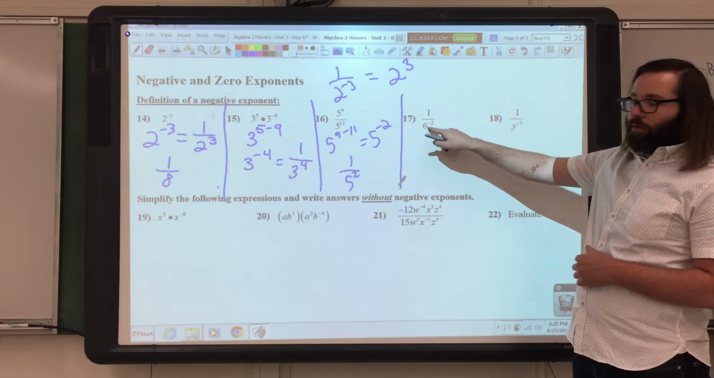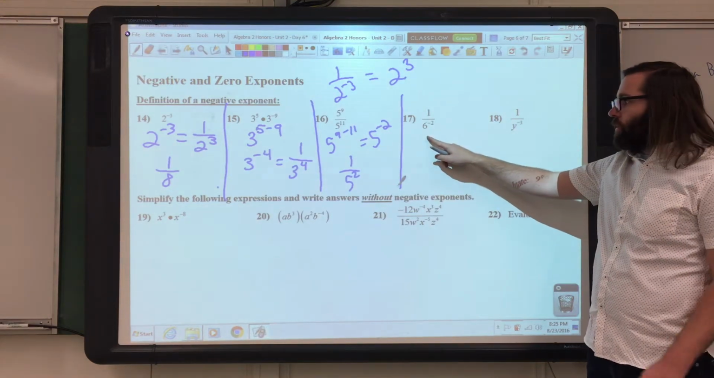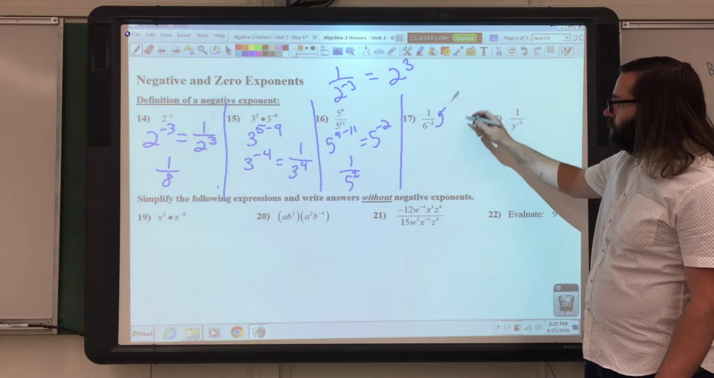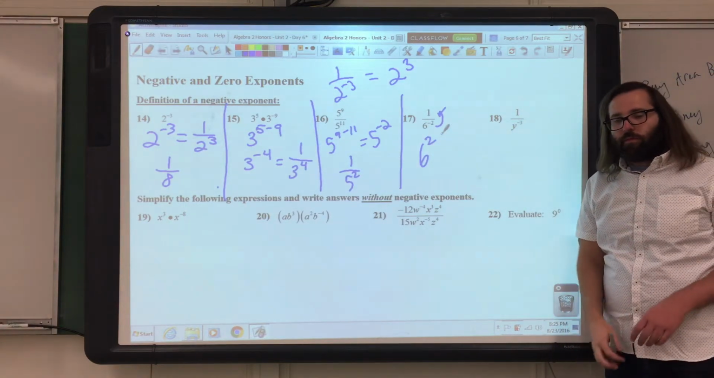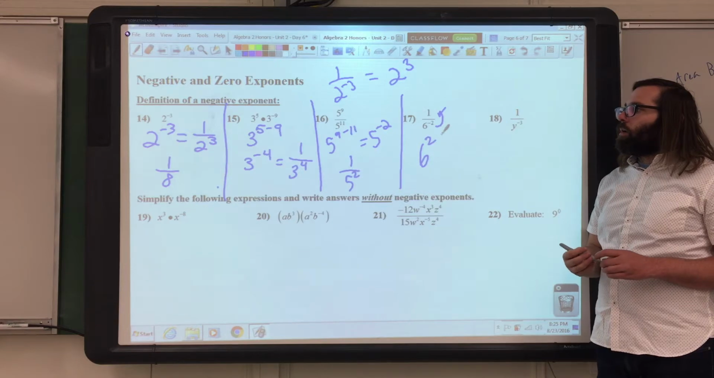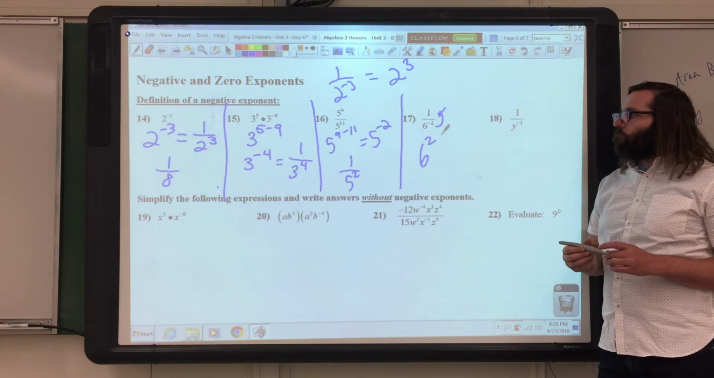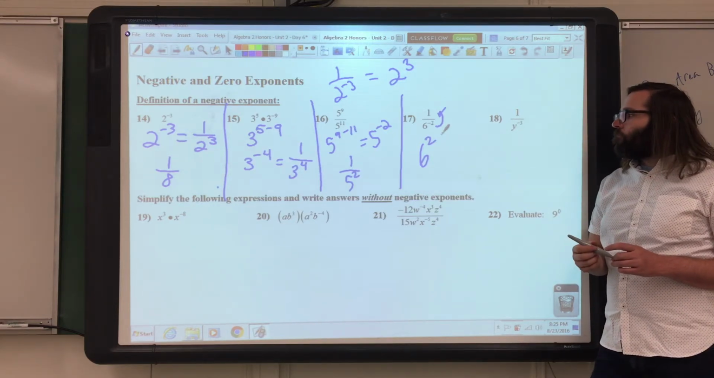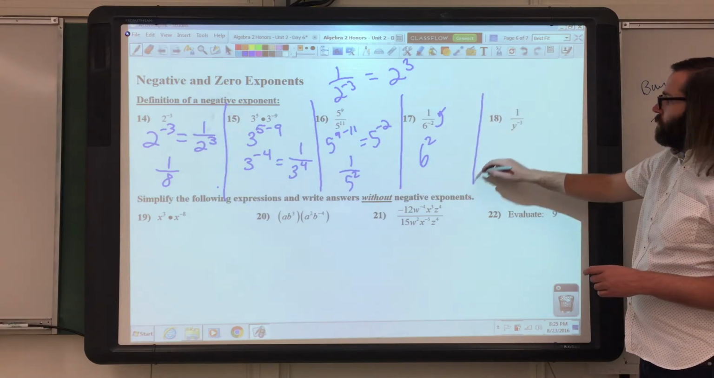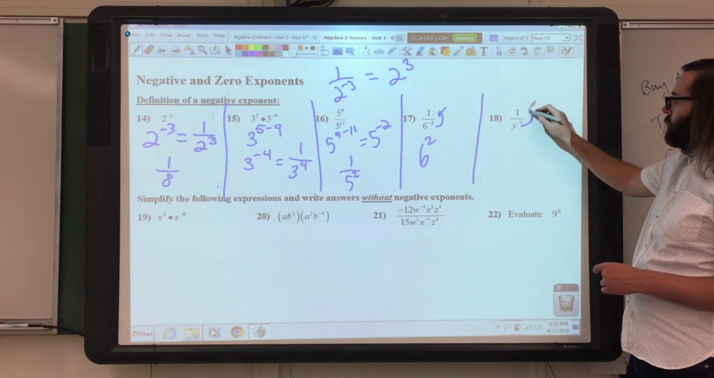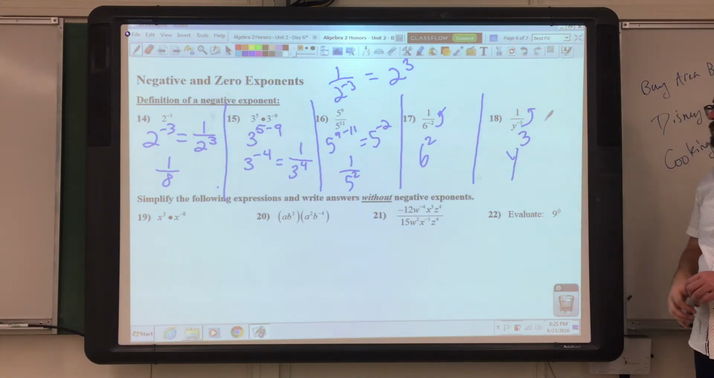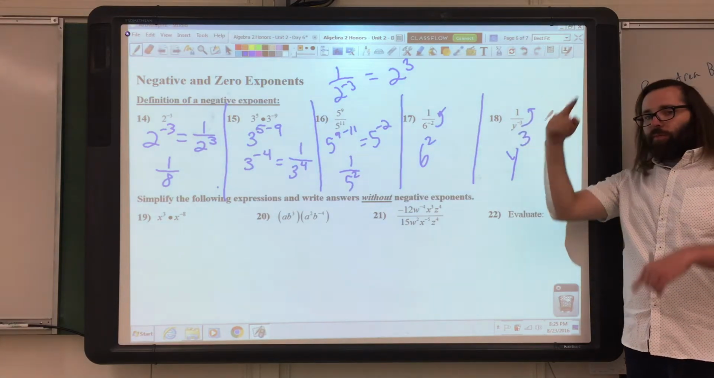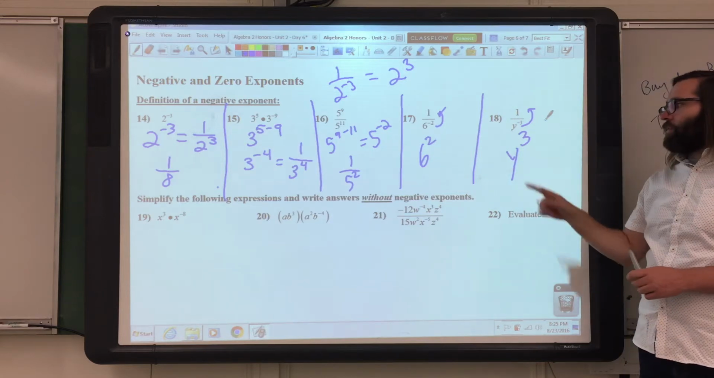So over here, we have 1 over 6 to the negative 2, which means it goes to the top. So it's really 6 to the 2. Same thing over here, it goes to the top, so it's really just y cubed. So when you flip top and bottom, you lose the negative sign.